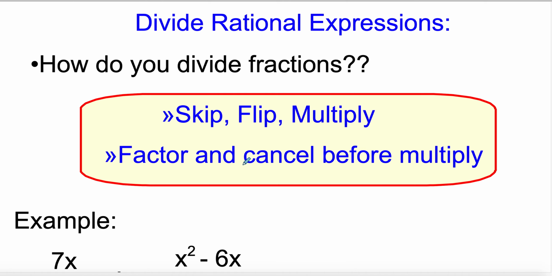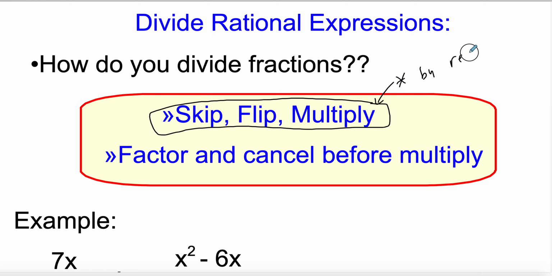Okay? So, division of rational expressions, so division of fractions. So how do we divide fractions? You skip, flip, and multiply. That's what we learn in middle school, right? We skip the first fraction, we flip the second fraction, and we multiply. This is a fancy way to say multiply by the reciprocal.